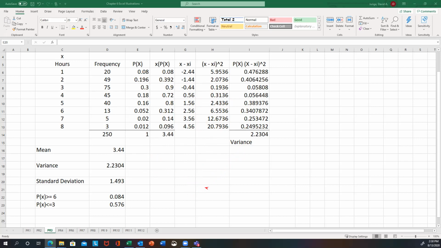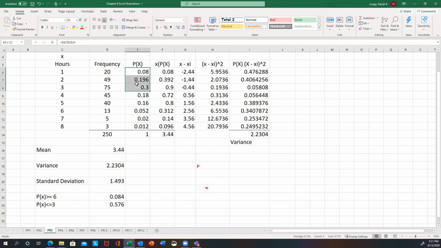Now, when they want the probability that X is greater than or equal to 6, what you simply have to do is go to your probability column, your relative frequency, and greater than or equal to 6 would be 0.052 plus 0.02 plus 0.012. So in other words, it's the cumulative probability of these 3 right there, and it's going to give you about 0.084.